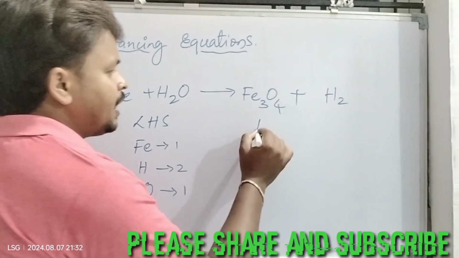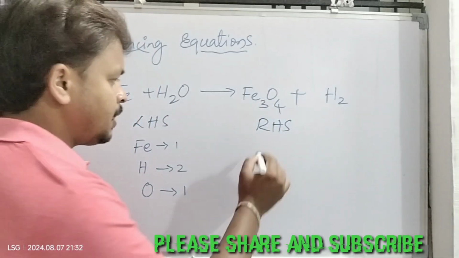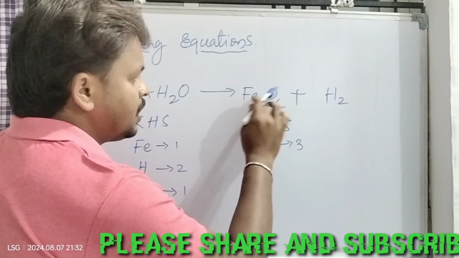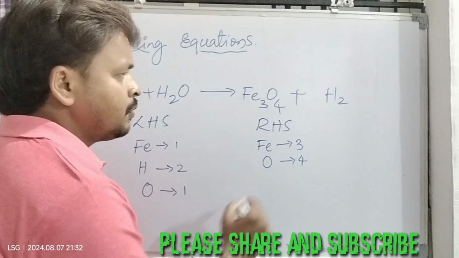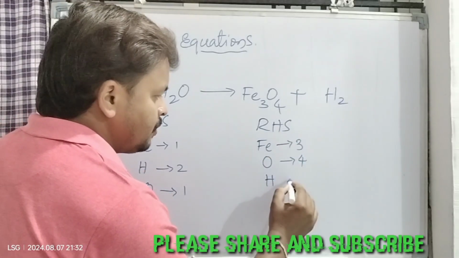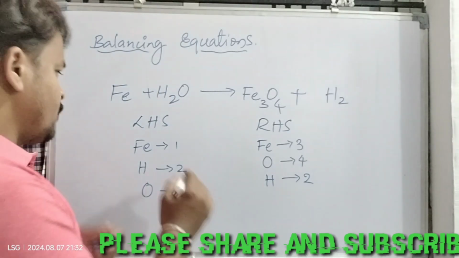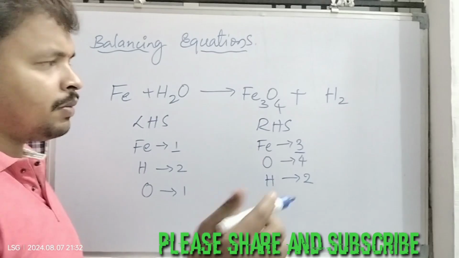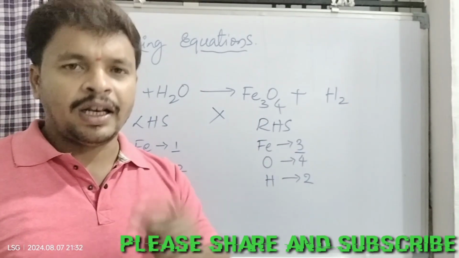Look at the right hand side of the equation, the product side. Here iron atoms are 3, oxygen atoms are 4, and hydrogen atoms are 2. Now see, how many iron atoms here? 1, and here 3. It is not balanced. The equation is not balanced. We need to balance that.